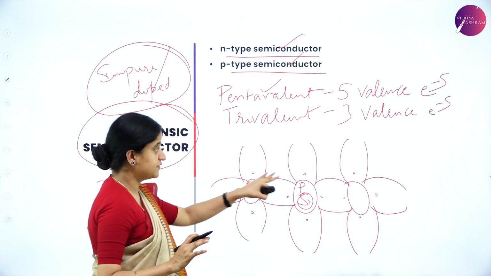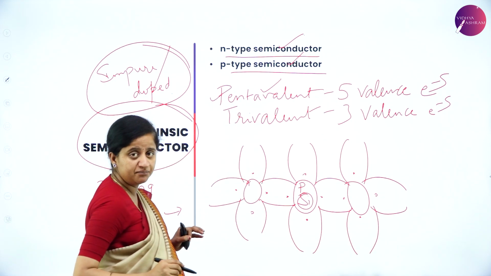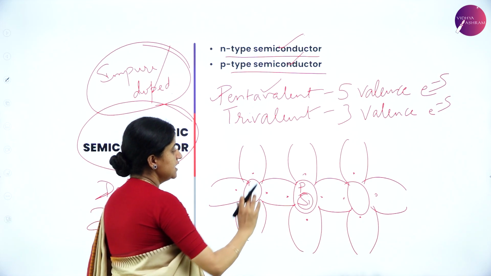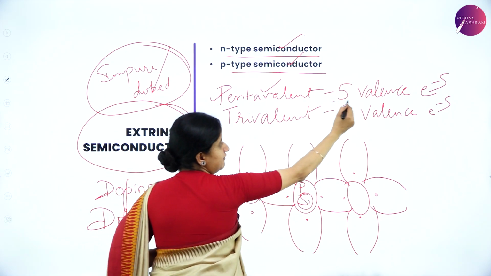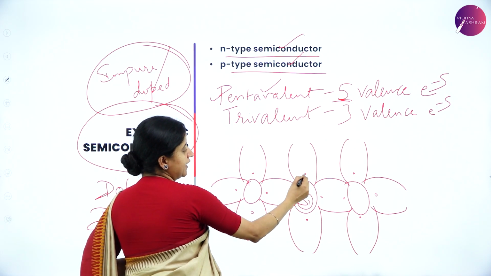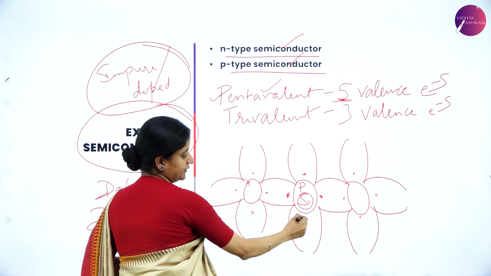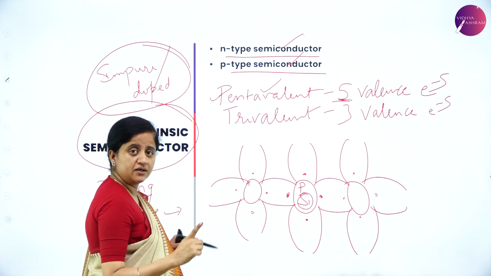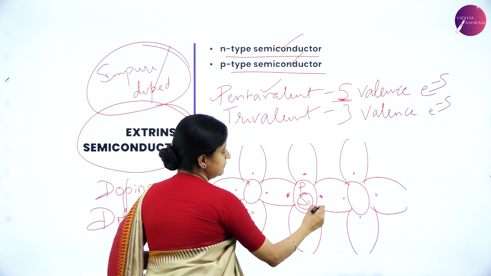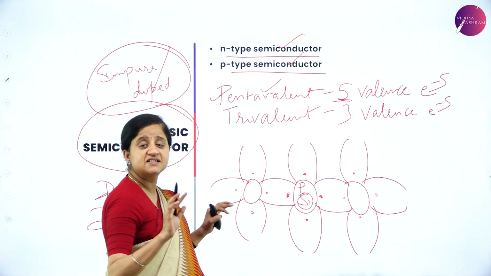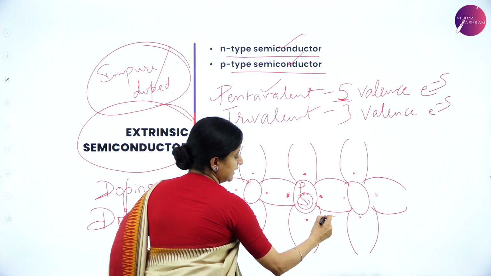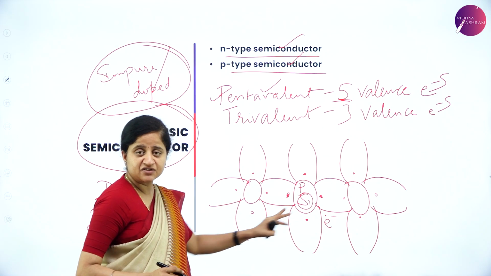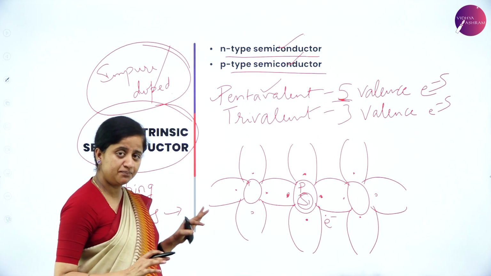What happens? Phosphorus is a pentavalent impurity, with 5 valence electrons. So when silicon is replaced by phosphorus, out of 5 valence electrons, 4 will occupy these spaces, and 1 extra valence electron will remain, which has no space for its accommodation, and hence it will be a free electron. So this free electron will help in the conduction process.